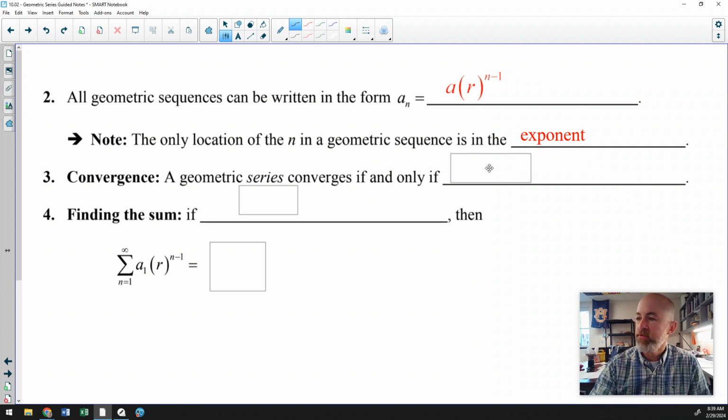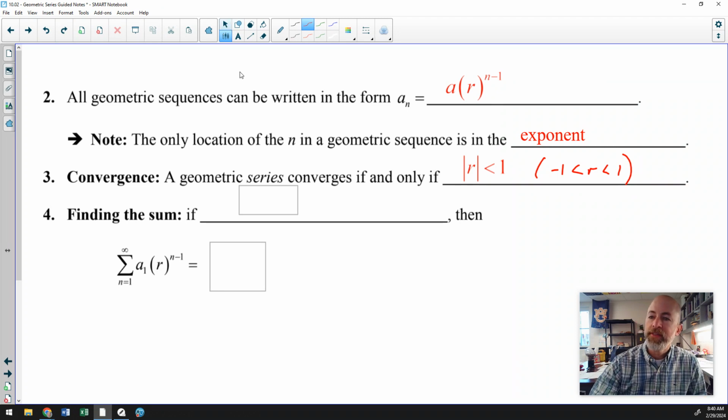And when it comes to convergence, a geometric series, so now we're moving into the sum of every term of the series from the first term to the infinitieth term, will only converge if the absolute value of your ratio is less than 1. And that, of course, is the same thing as saying that r is somewhere between -1 and 1.